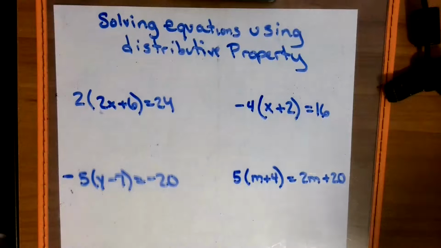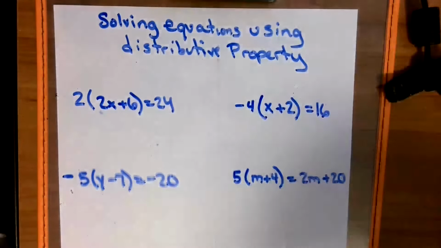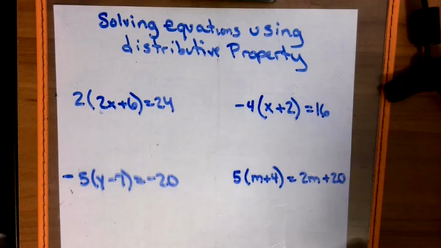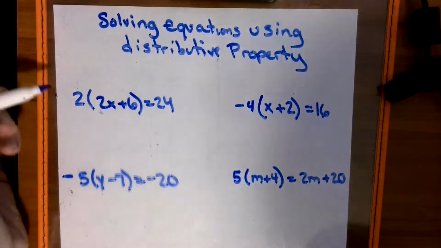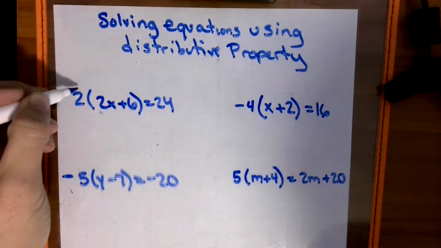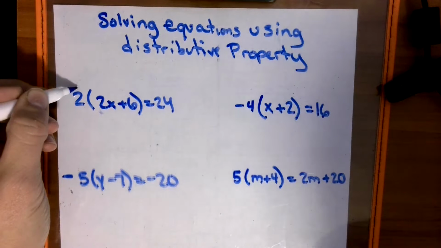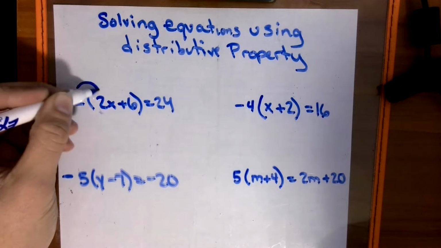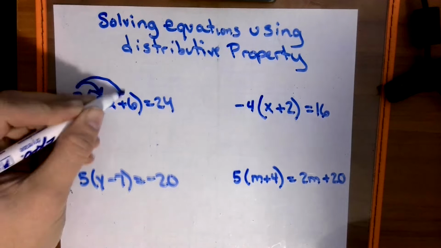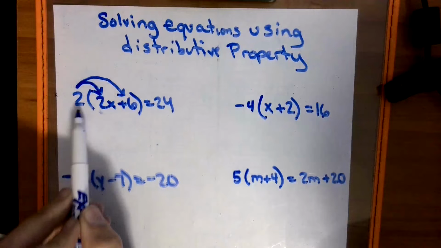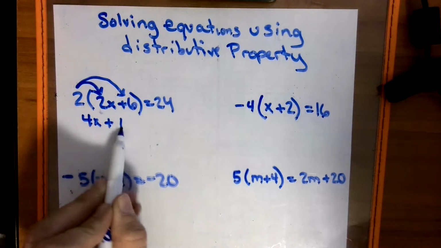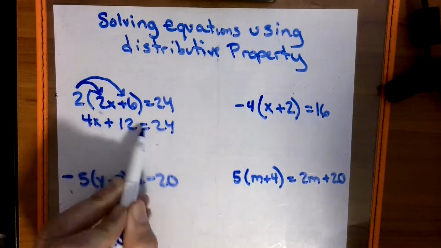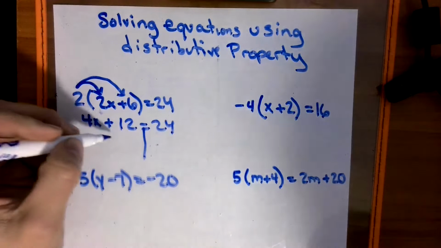All right, so we're going to solve equations today using distributive property to either get our two-step equation or our double-sided equation. So refreshing memory with distributive properties, you take this number that is on the outside of the parentheses and you multiply it into the items that are inside the parentheses. So 2 times 2x is 4x, and 2 times a positive 6 is a positive 12, and that equals 24. And then we're back to a two-step equation.